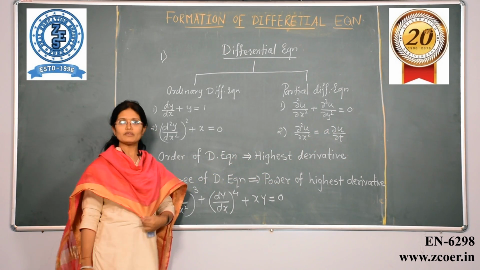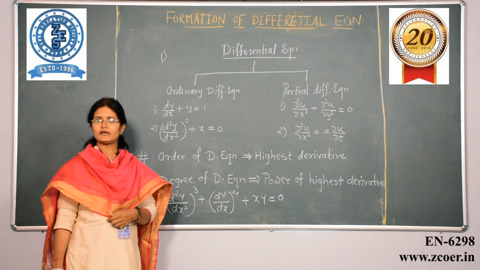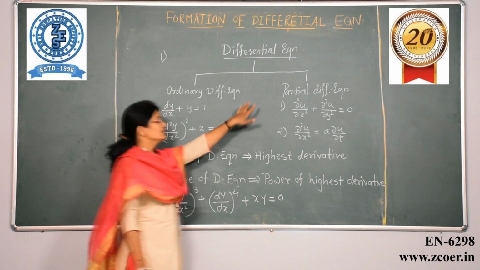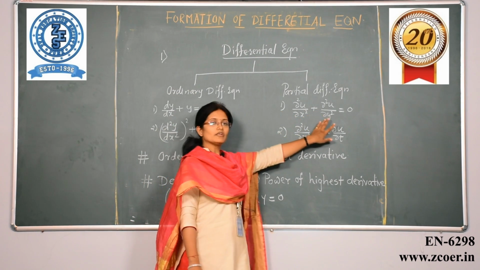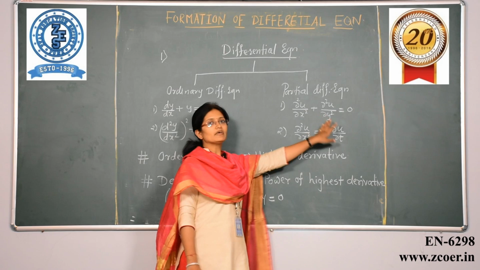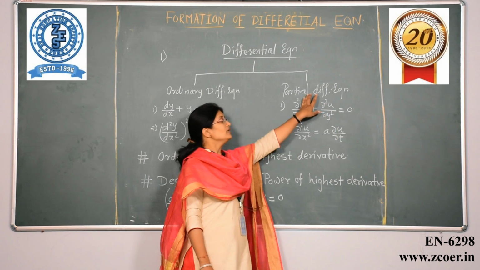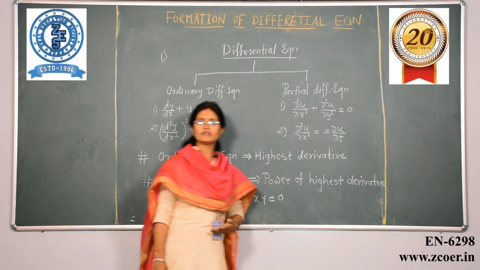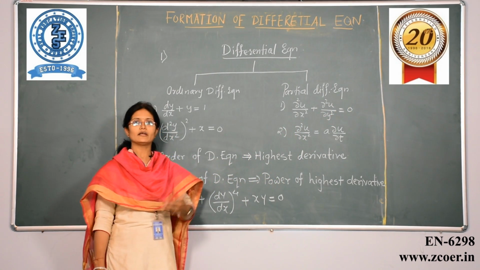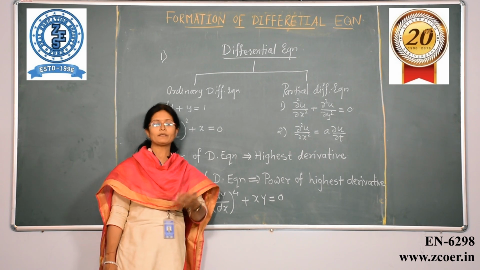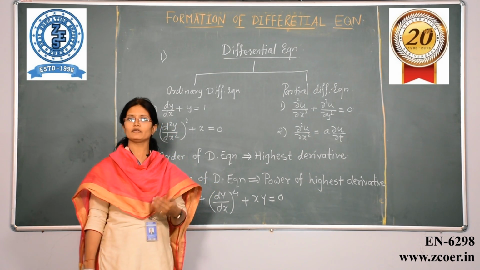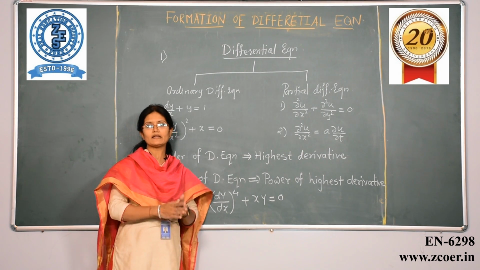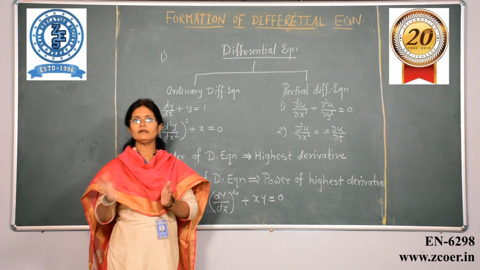So, when the equation contains only one independent variable in it, we call it the ordinary differential equation, whereas the differential equation which contains more than one independent variable in it, we call it the partial differential equation. Partial differentiation arises when there are more than one independent variables in it. For example, if you want to find out the area of the rectangle, it depends upon length and breadth.